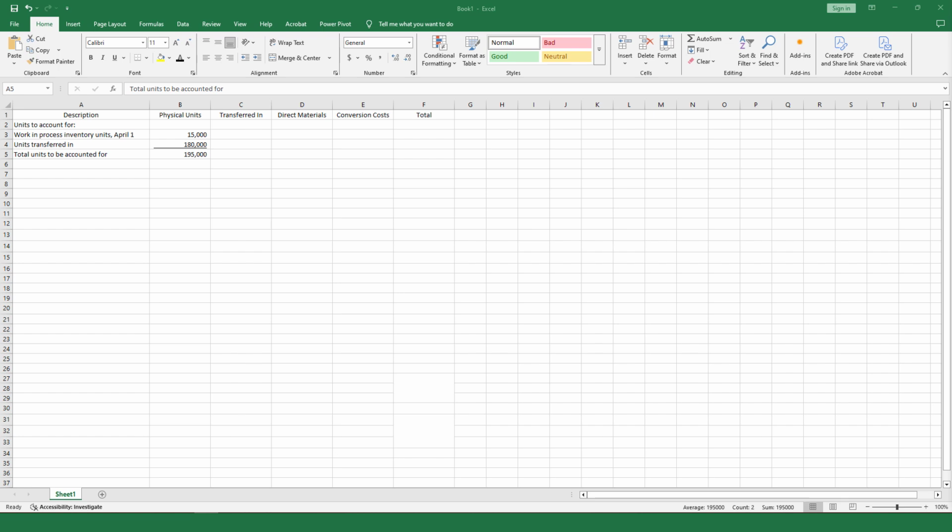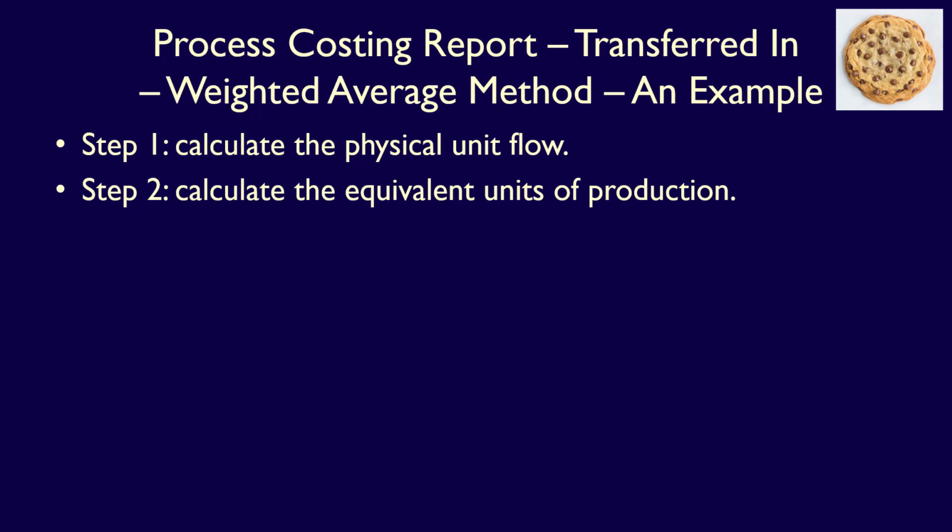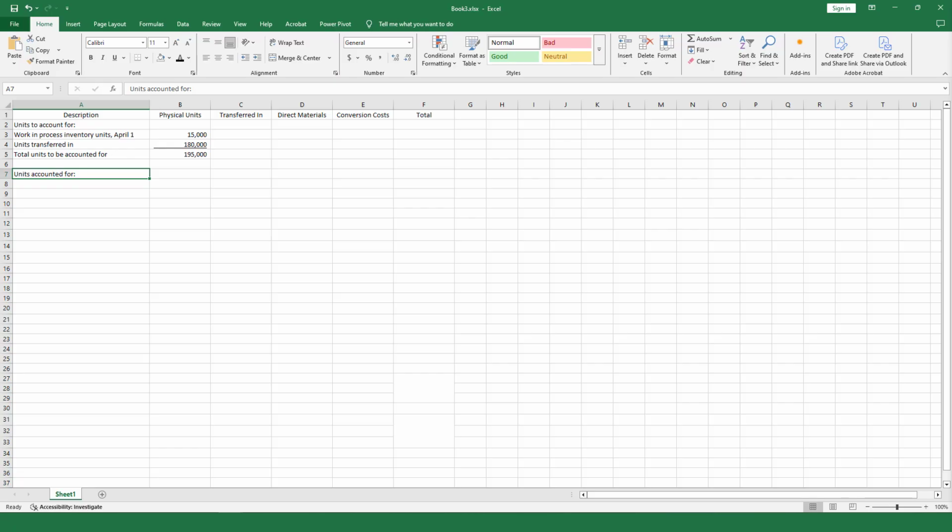15,000 plus 180,000 is equal to 195,000 units. That is the total number of units that we have to account for. We now move on to step 2, calculate the equivalent units of production. We now add the heading Units Accounted For.